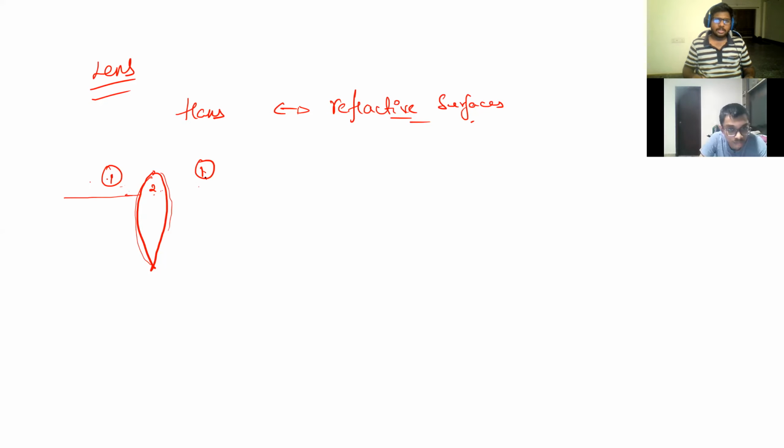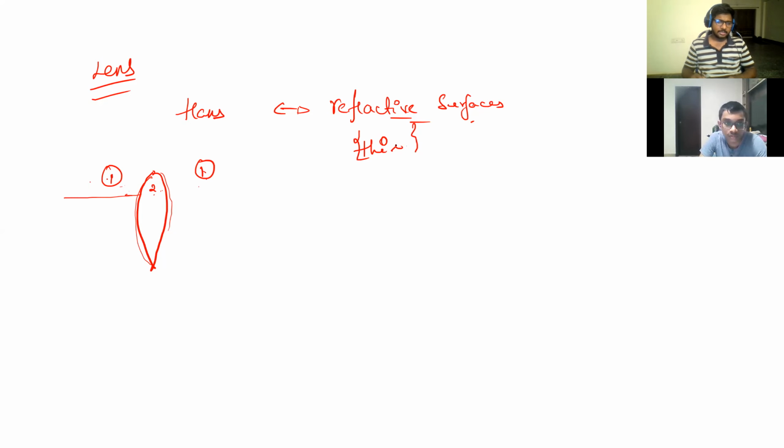Generally we study only thin spherical lenses, because there we have some approximations. We take paraxial rays, and our derivations fit only thin spherical lenses. If they are not thin, the approximations we take in formulas don't work. That is why we study only thin spherical lenses as part of our syllabus.